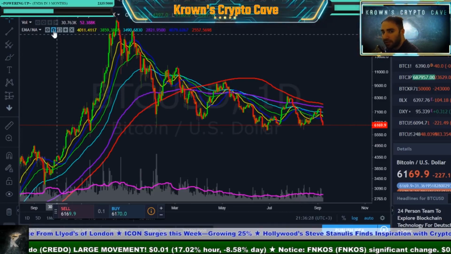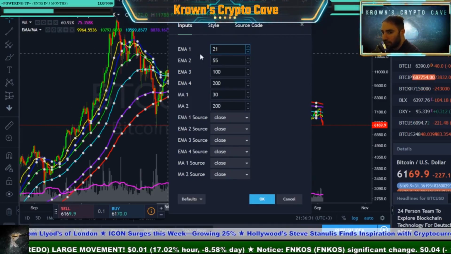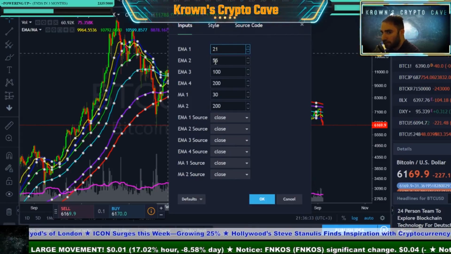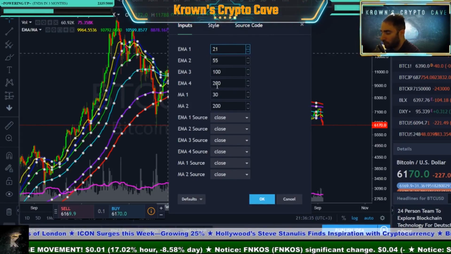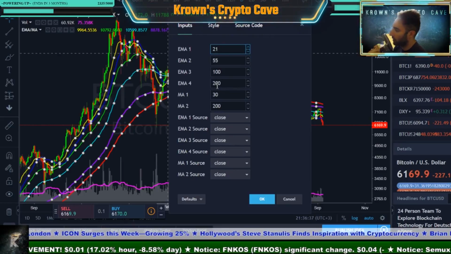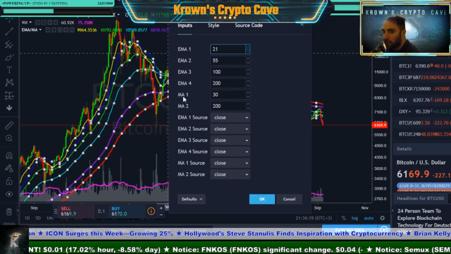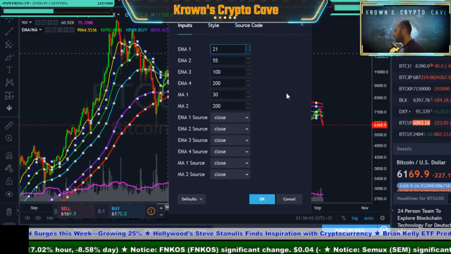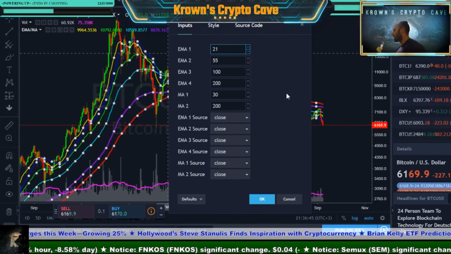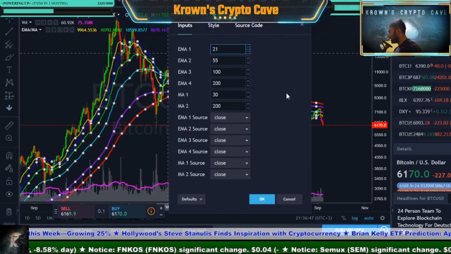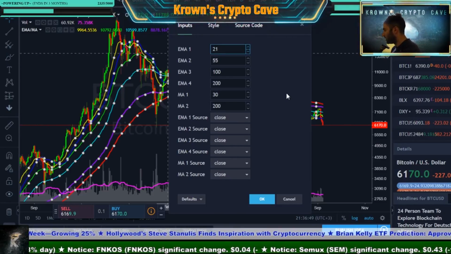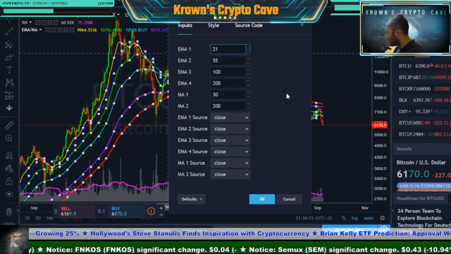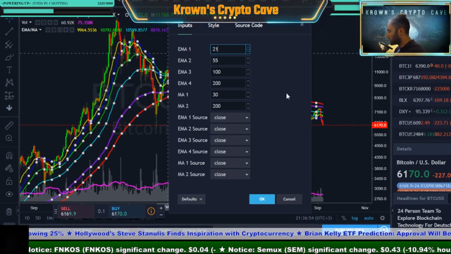And we're going to go over here and talk about the different inputs. I have the 21, 55, 100, and 200 inputs, aka periods, for these exponentials. And then for the simple moving averages, I have a 30 and 200. Now, there's this very specific reason why I actually choose these, and that is because the exponential moving averages line up with traditional Fibonacci numbers, and the simple moving averages are ones that I've found to work over time.